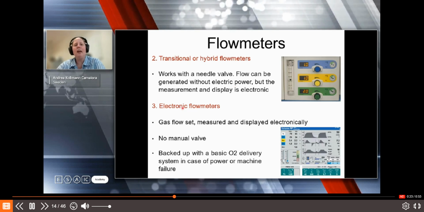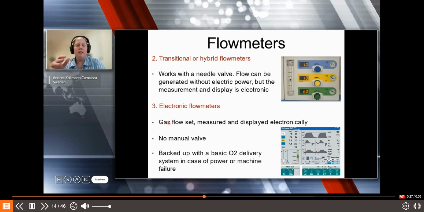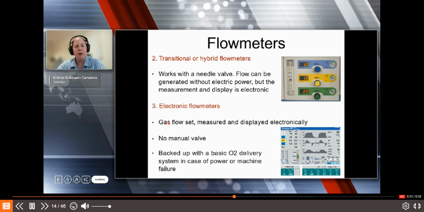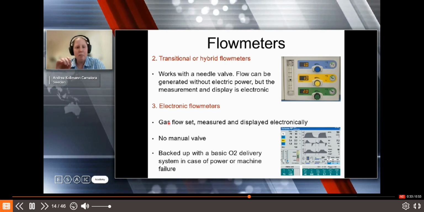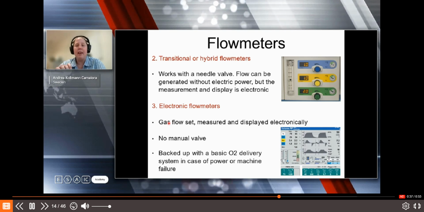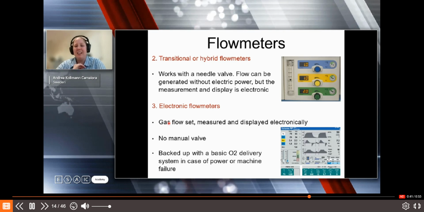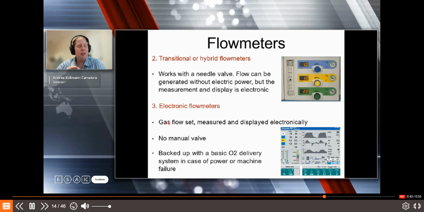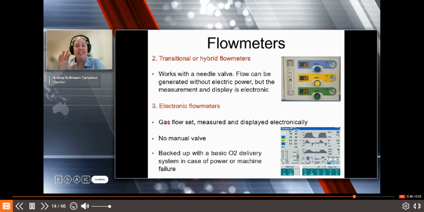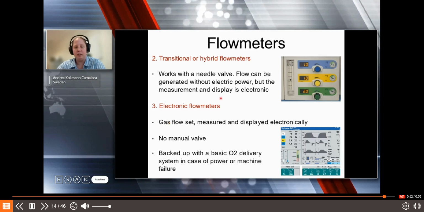And then you have the electronic flow meters. The gas flow is set, measured, and displayed all electronically. There is no manual valve, and this is still backed up with a basic oxygen delivery system in case the machine runs out of power. So in case the machine dies completely, even though it has the primary battery and the secondary battery, it doesn't matter. If it dies, you still have a basic O2 delivery system.